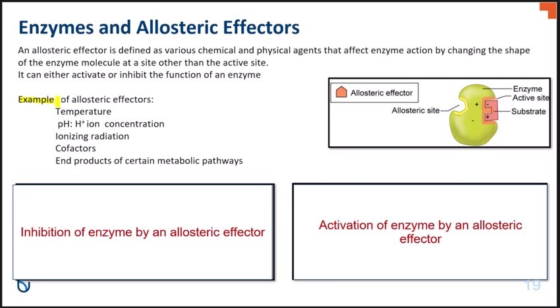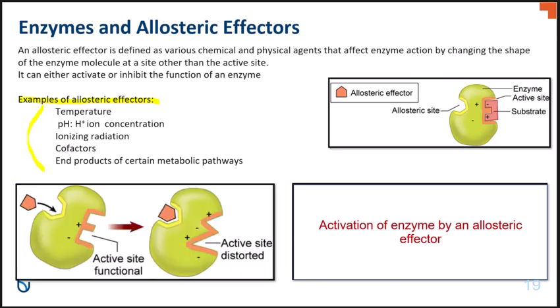But some examples of things that are considered allosteric effectors that again can change the shape of the enzyme is temperature, pH, ionizing radiation, cofactors, end products of certain metabolic pathways. Many different variables can influence how an enzyme functions. So let's look at what would happen if we had an allosteric effector that inhibited an enzyme, what it would do to it. So here's an enzyme. Here's what is considered the active site on the enzyme.